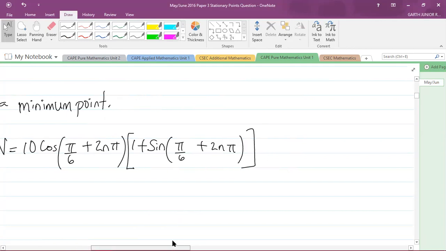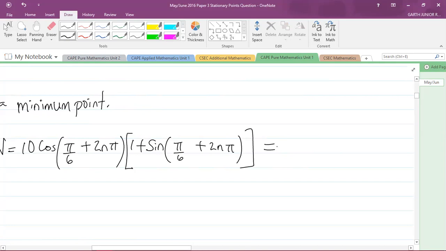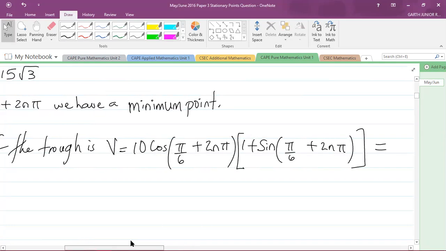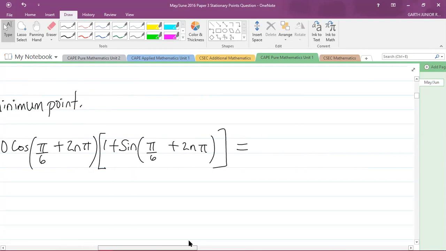So this is now equal to, we can take a simple case. When n is 0, we're going to be left with pi over 6. So if you substitute 10 times the cos of pi over 6 multiplied by 1 plus the sine of pi over 6 into your scientific calculator, assuming that it is in radian mode, some persons get a decimal, but the actual value in surd form is 15 root 3 divided by 2.